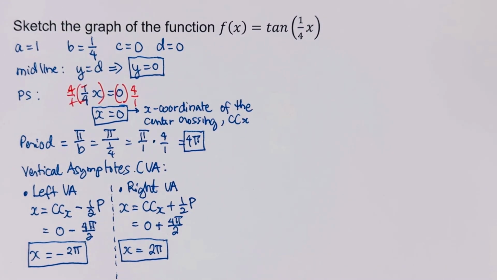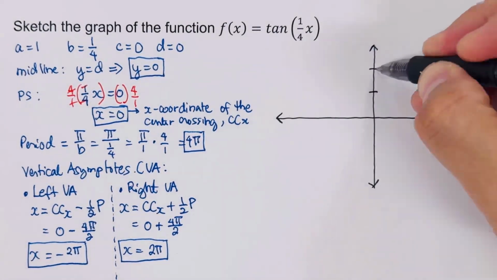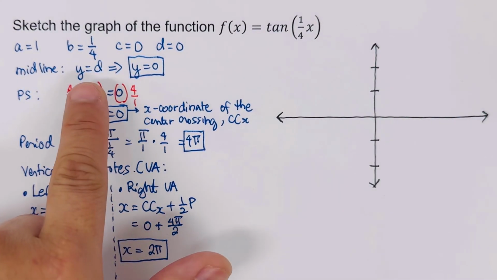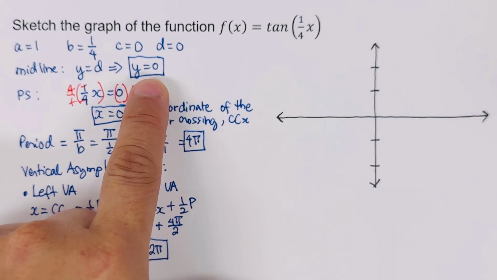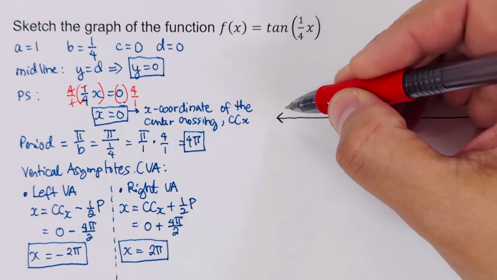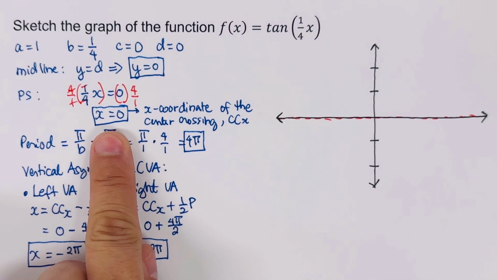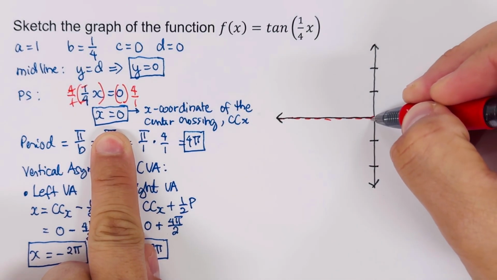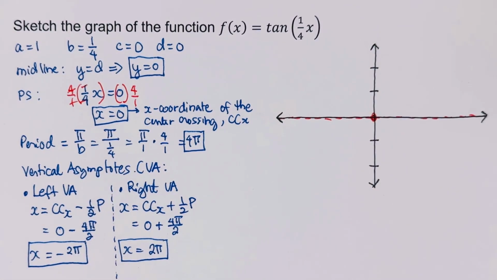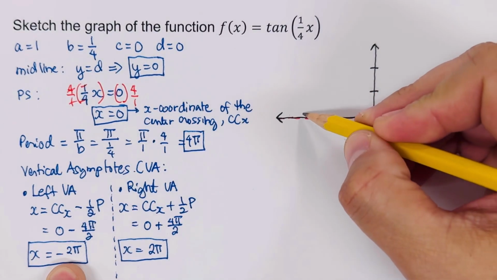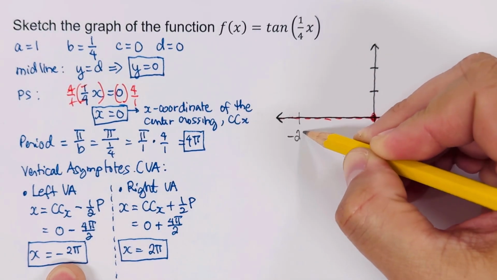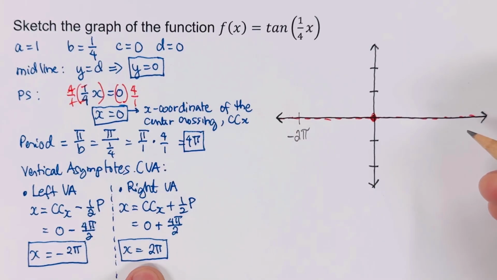Now we're ready to sketch the graph of this function. Our midline is located on y equals 0, so I'm going to go ahead and draw that midline up here. Our center crossing is at x equals 0, so it's going to sit here. Our left vertical asymptote is negative 2 pi, so this is negative 2 pi right here. And our right vertical asymptote is at positive 2 pi.